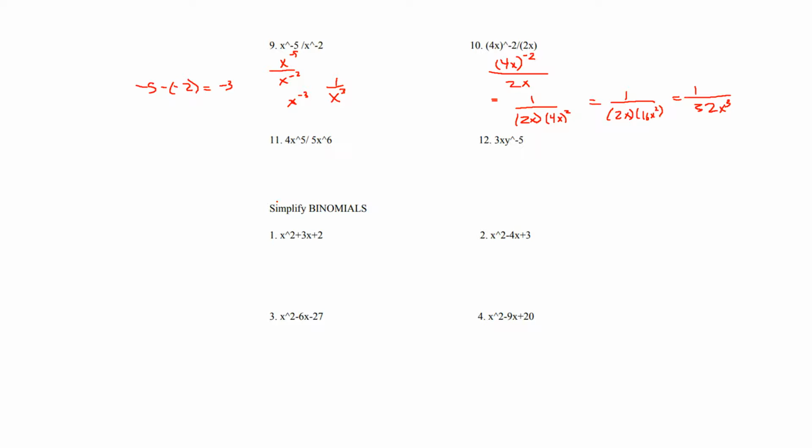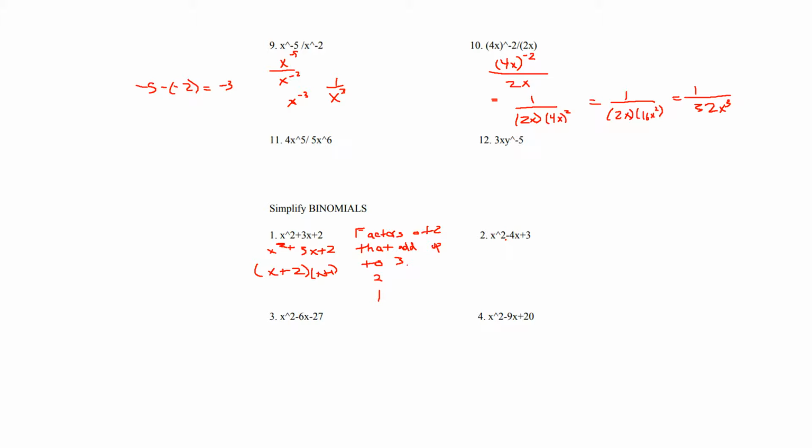Okay, for this next part, we need to simplify the binomial by factoring. So number 1, we have a leading coefficient of 1. So that makes it a lot easier. That means that here we need to find the factors of 2 that add up to 3. So the factors of 2 are only 2 and 1. These add up to 3, so we know it's right. So it's going to be x plus 2 times x plus 1.